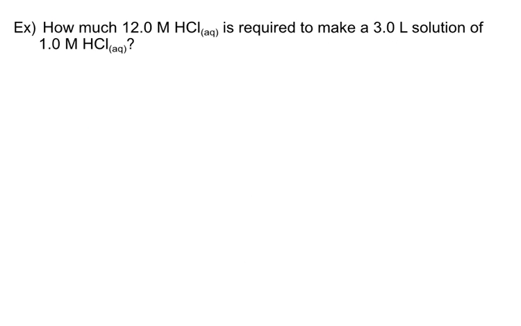All right, let's try this example. How much 12 molar hydrochloric acid is required to make 3 liter solution of 1 mole hydrochloric acid? So again, we've got to figure out what is C1 and V1, what is C2 and V2, and usually I'm only missing one variable, and that's the one that you have to rearrange your formula to try and solve.